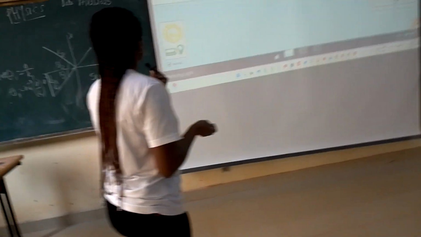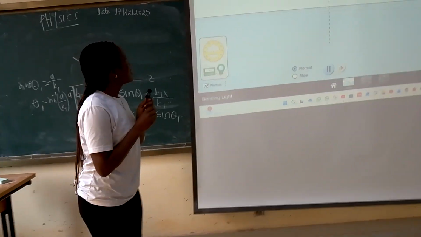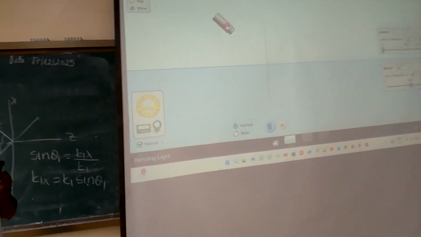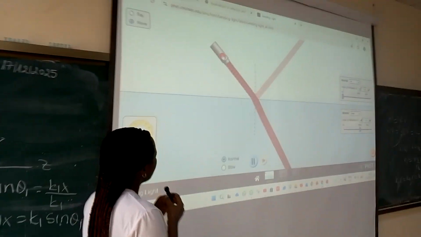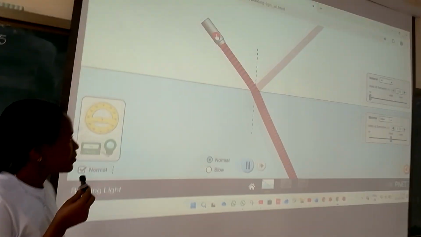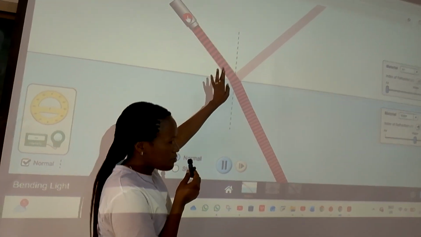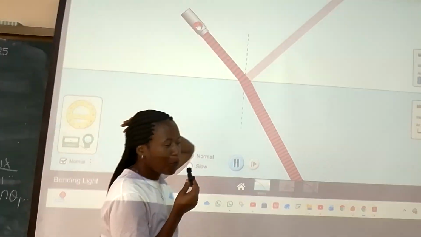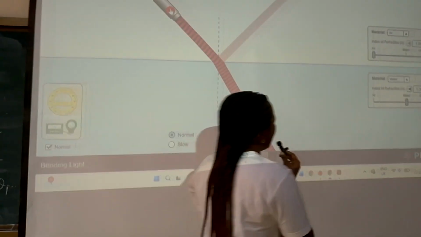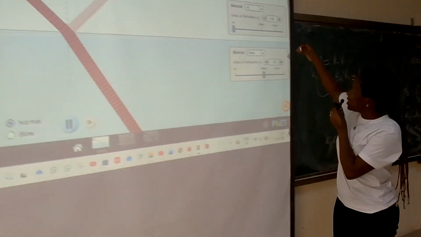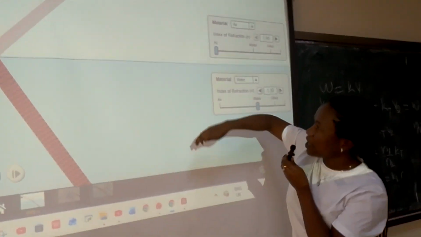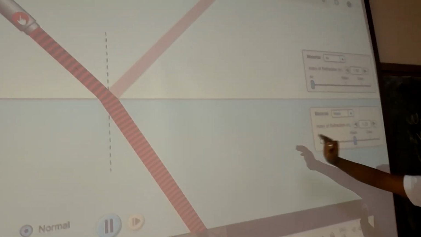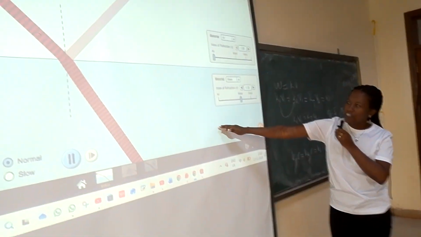Okay, let me use this simulation for more explanation. This is a wave. This is the incident wave, reflected wave, and transmitted wave. When I come here, we have two media. We have the upper medium, which is air, and the lower medium, which is water.